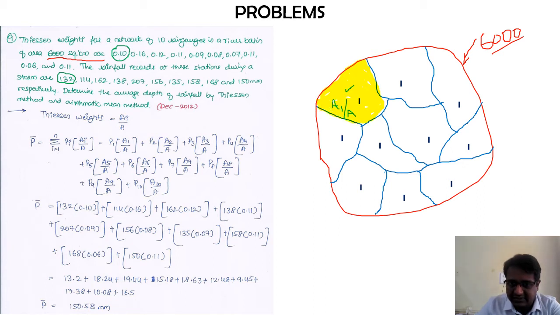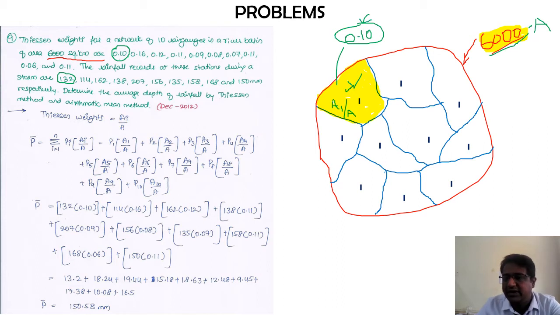That value they have already given. How much is it? 6,000 square kilometers. It is given in the question, right? So this is nothing but the capital A, your total area. Now what this 0.1 indicates is the ratio of this yellow colored area divided by 6,000 square kilometers, the total area, which directly gives you this number. Since it is area by area, it is a unitless number. Thiessen weights are unitless.